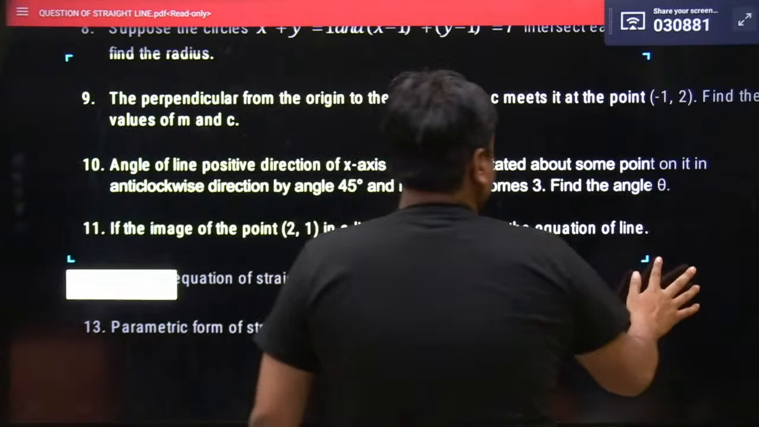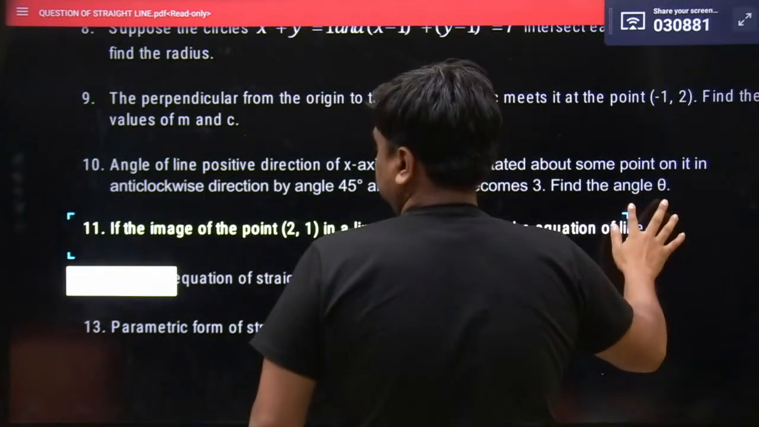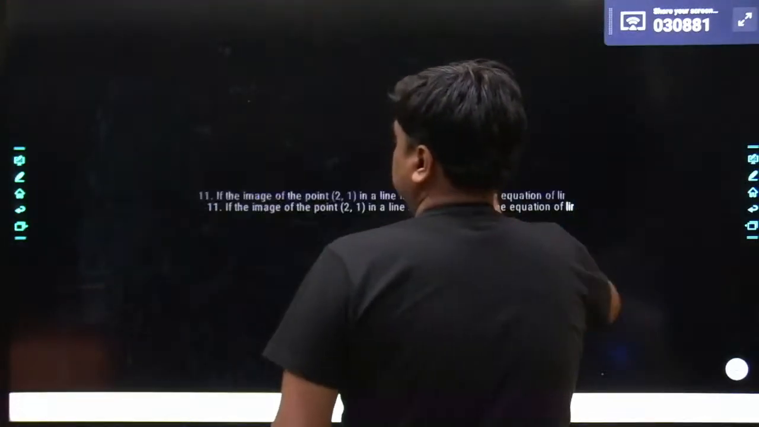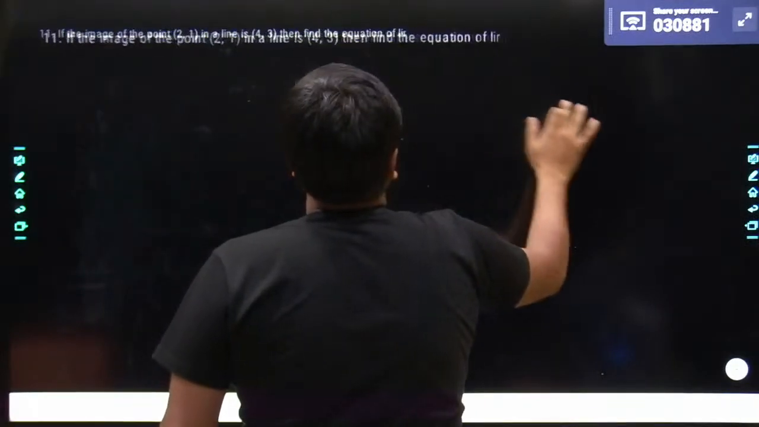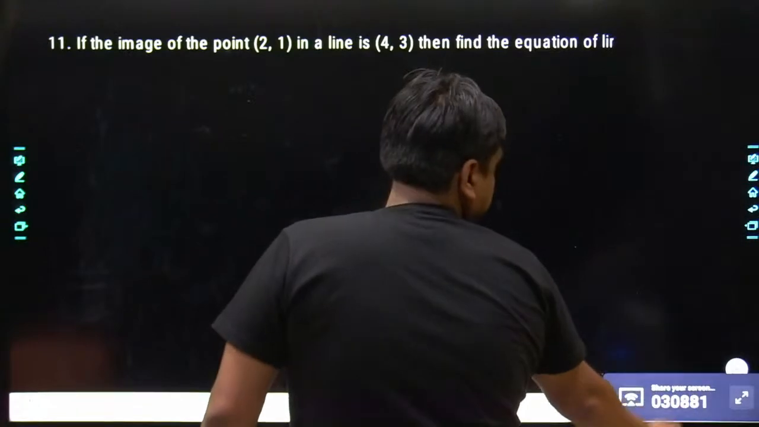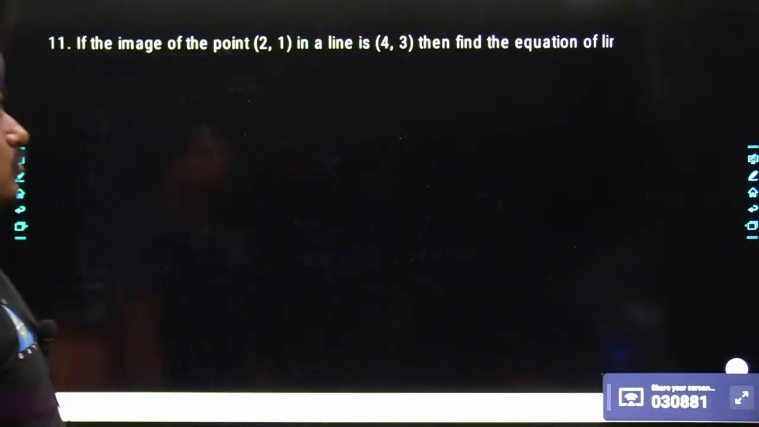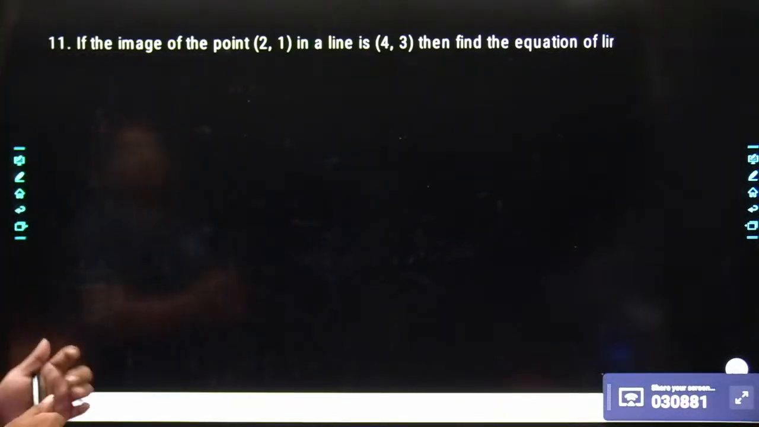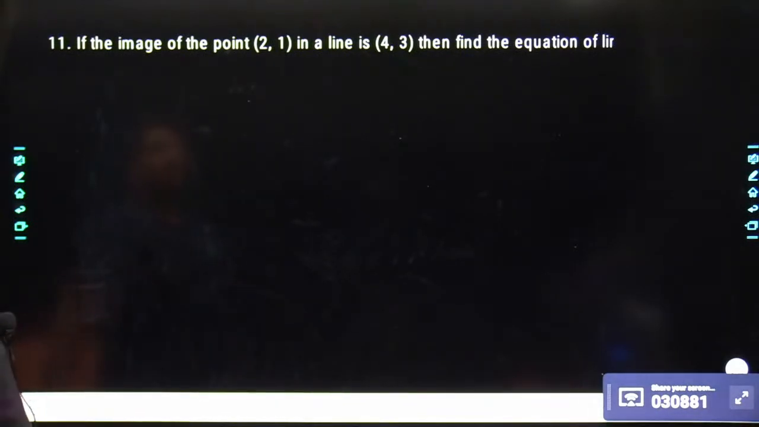Here goes question number 11. If the image of the point (2, 1) in a line is (4, 3), then find the equation of the line.